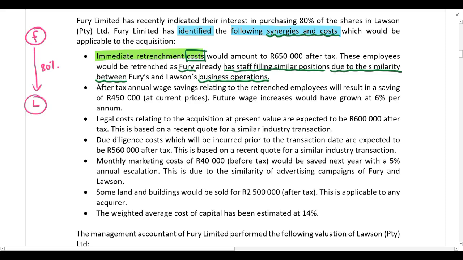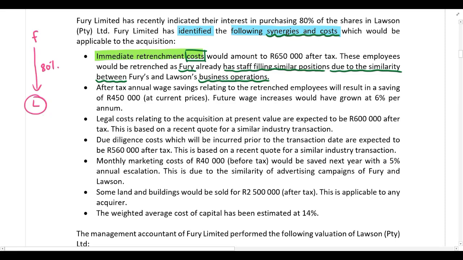So what I want you to do is tell me, is this a general cost or a specific or unique cost? Now remember, if it's a general cost, it means that regardless of who the acquiring company is, if any old random company comes along and buys shares in Lawson Pty Limited, they will have to incur that cost. That means it's a general cost if it relates to any acquirer. On the other hand, if this cost is specific or unique to Fury buying Lawson, then it is a specific or a unique cost, obviously.